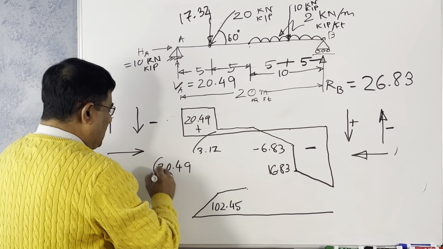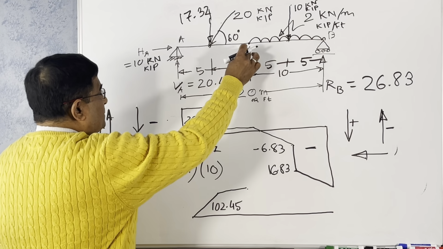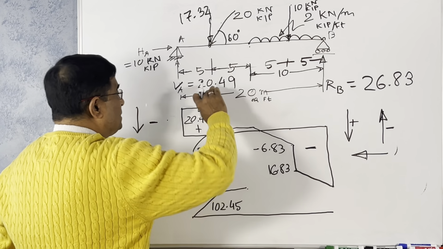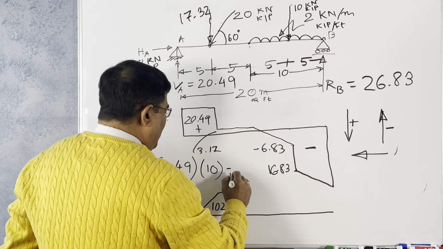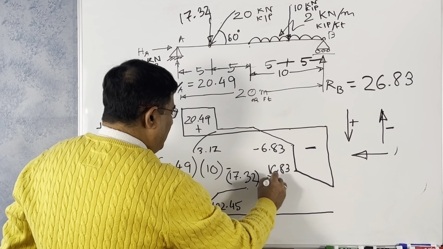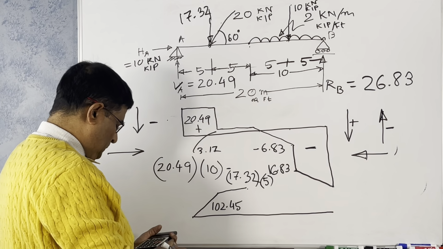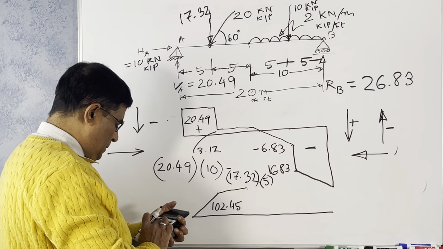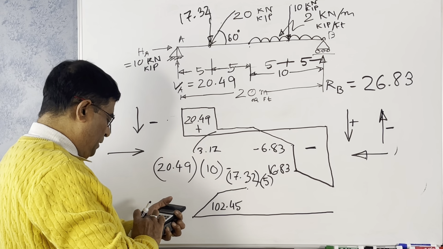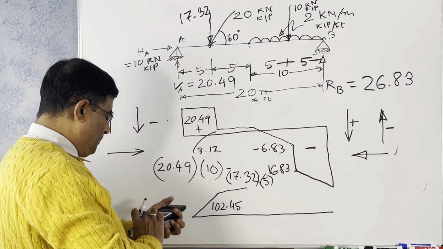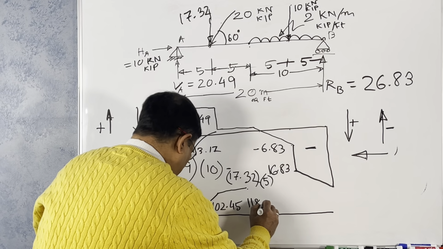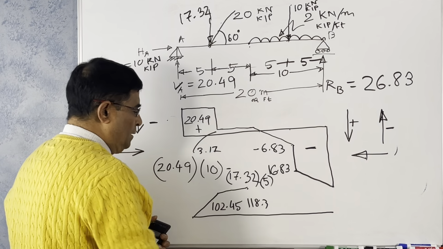At this point, find the moment: 20.49 times 10, this load is at distance 10, minus, because this is clockwise, this is anti-clockwise, 17.32 times 5. What is the value? 20.49 times 10 minus 17.32 times 5. The value is 118.3, at this point, from here to here.